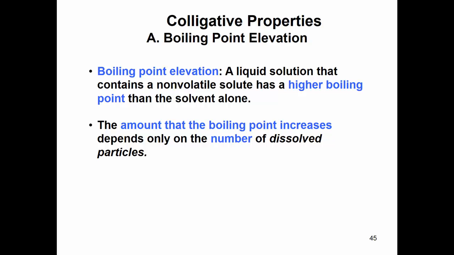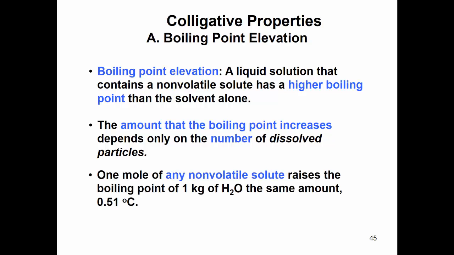If you have water and you add table salt to it, the boiling point of that salt water is going to go up. It's going to be higher than 100 degrees because you're adding a non-volatile solute to the water. The amount that the boiling point increases depends on the number of dissolved particles. This is what I was discussing earlier. If you have potassium iodide, technically it's two particles: you have the potassium ion and the iodide anion.